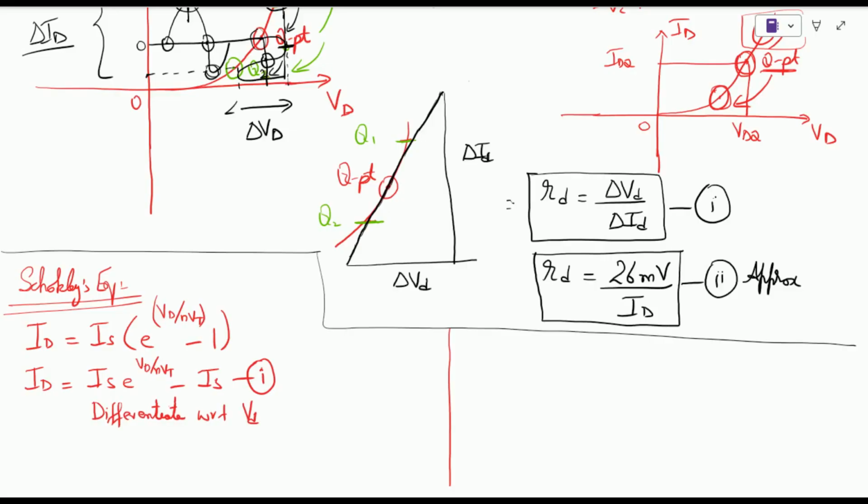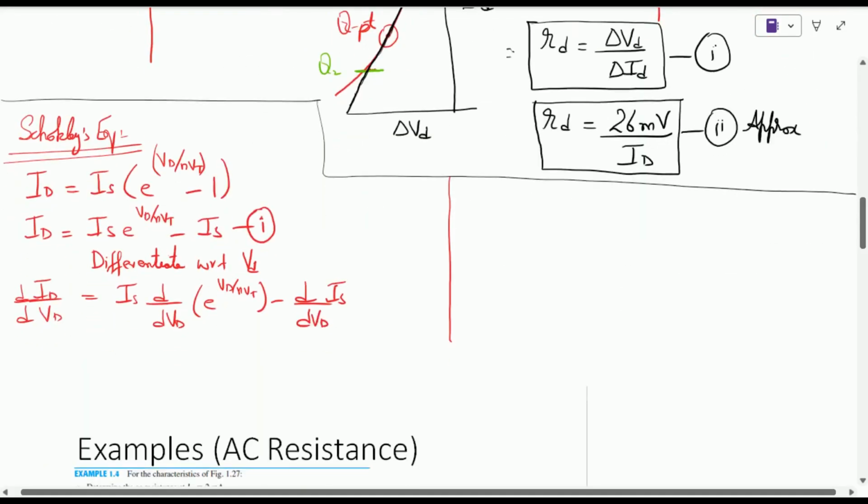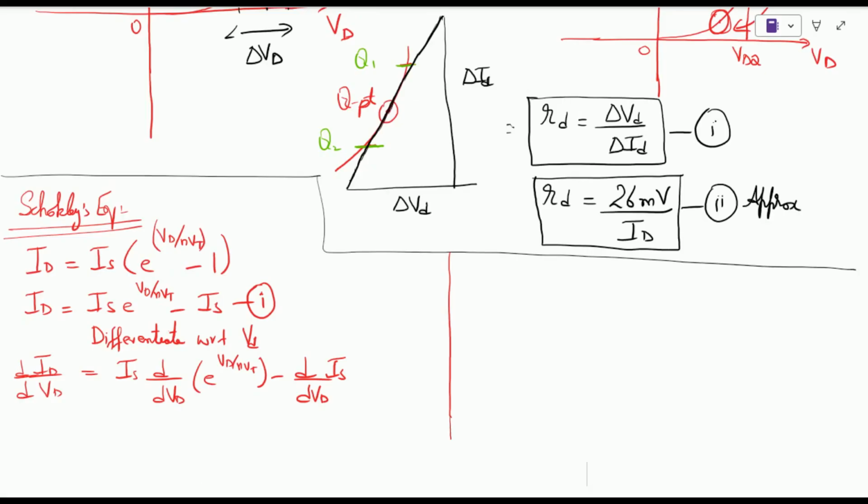So if we do so, our equation will become Id divided by Vd, and it is d by dVd, and we differentiate it on the other side. So we know that Is is a constant, so we can move it outside. Then we will have dVd, and this is going to be e raised to power Vd divided by nVt, minus d dVd of Is. So we differentiated the first equation to basically figure out what is going to be the resistance value.